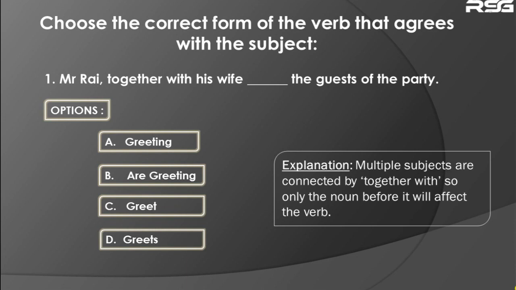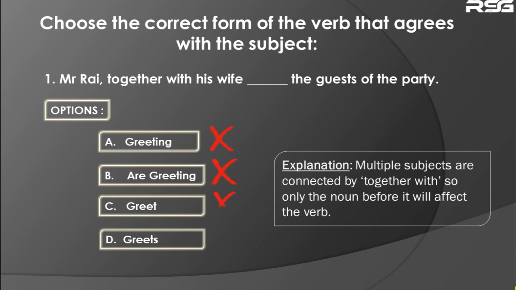Together with. So only the noun before it will affect the verb. That means the noun which comes just before the verb affects the verb here. That means you have to select the verb according to the second noun here. What is the second noun here? Second noun is his wife. So here, keeping this rule in mind, what would be the right option then? Well, the right option would be greets.